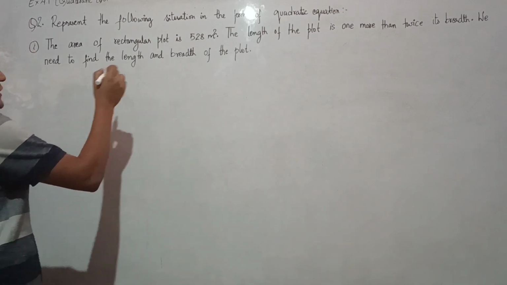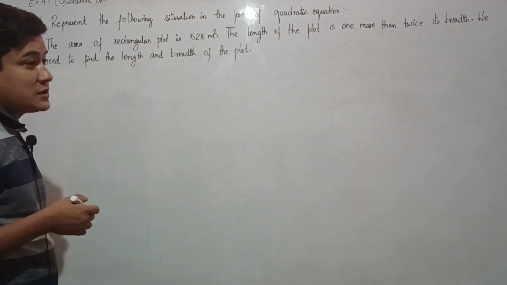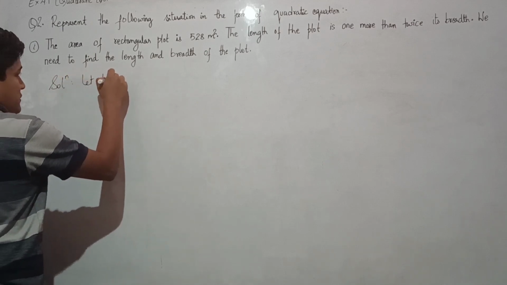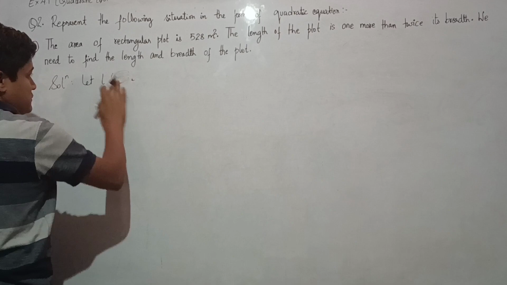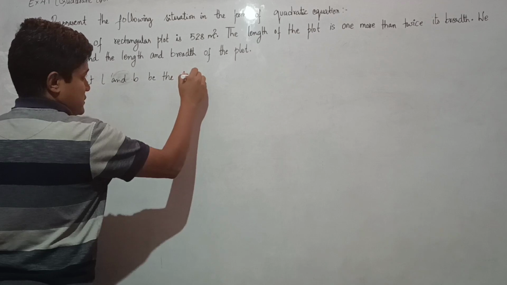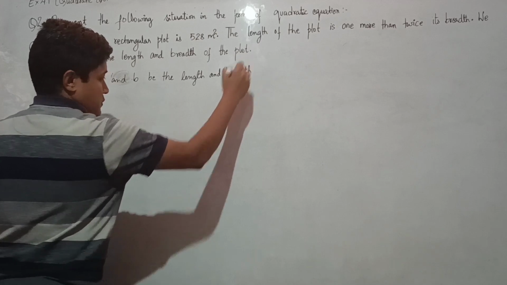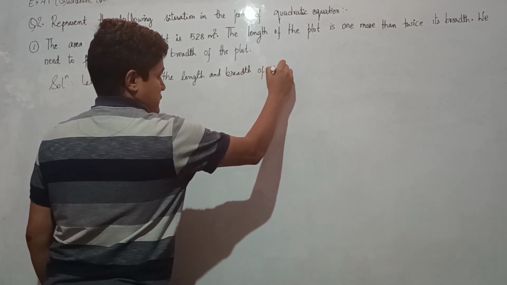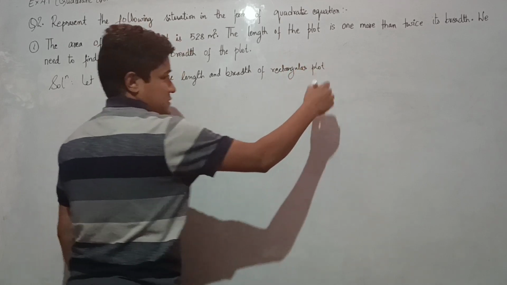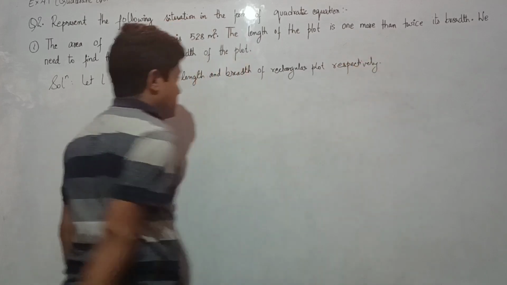So the area of the rectangular plot is 528 meter square. So rectangular plot को area को formula छ length and breadth. So let L and B, small letter B, be the length and breadth of rectangular plot respectively. So L length भनौँ and B breadth भनौँ.